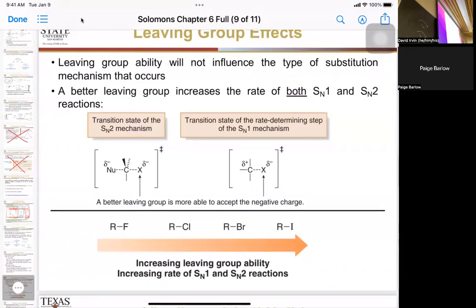This is leaving group, not nucleophile. Remember, the halogens as nucleophiles are opposite in protic solvents versus aprotic. This is leaving group. This is not nucleophile. But the rate always increases as you get to a more polarizable bond.